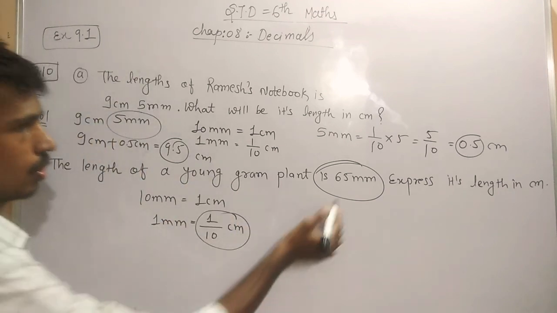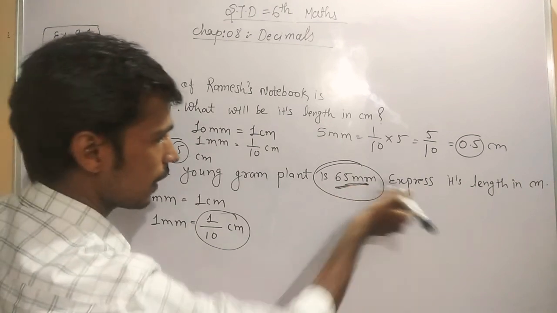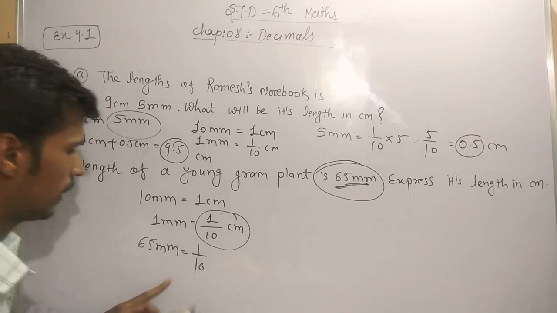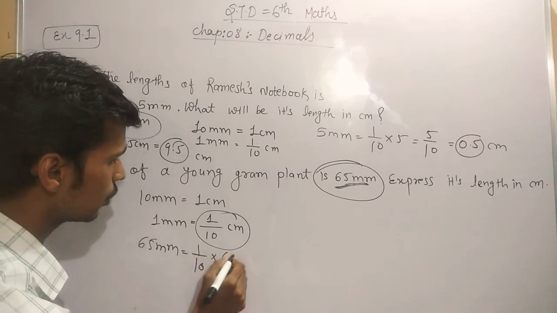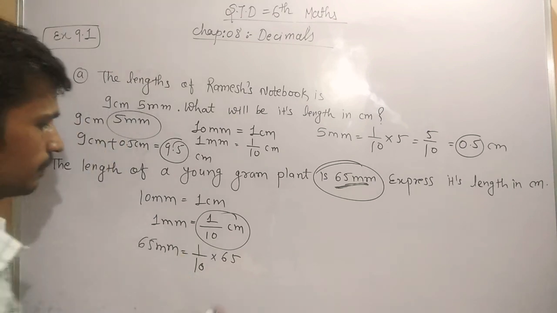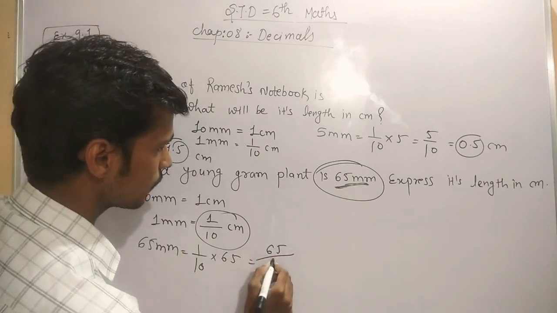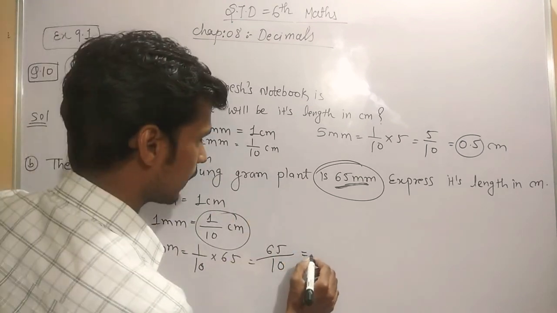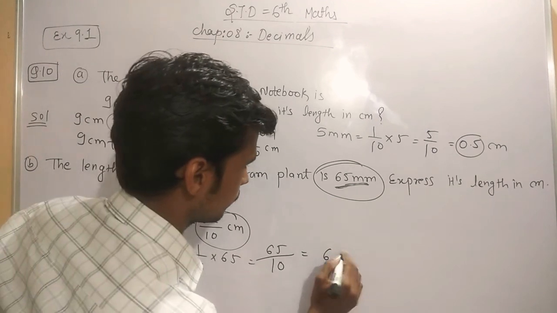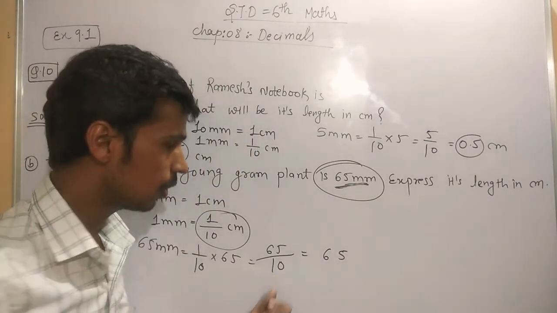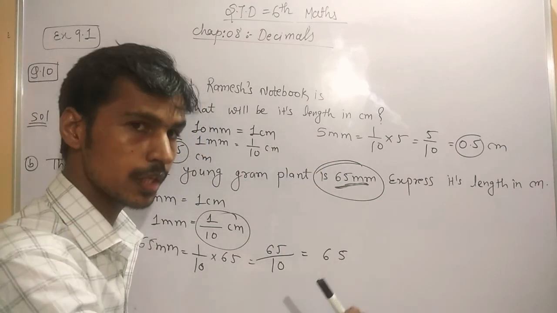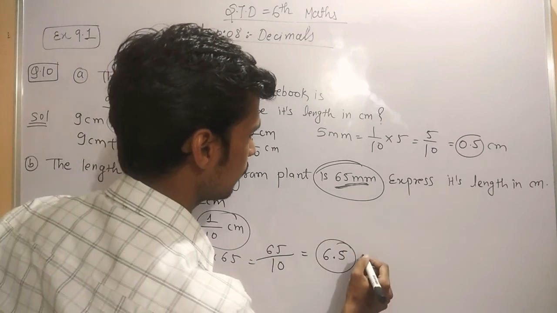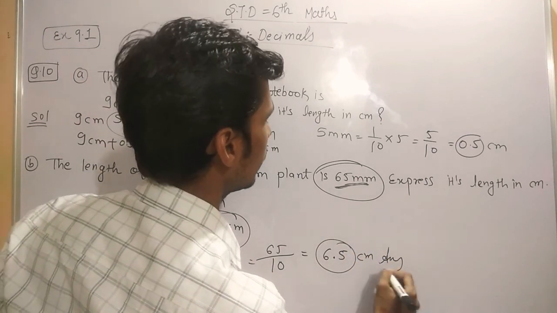Got it? Now we have to find 65 mm. So multiply 65 with 1 upon 10. So can I write it like this? 65 upon 10. The denominator is 10, so I will make it a decimal. The denominator is 10, so in the numerator, after 1 digit from the right-hand side, the decimal point will come. So 6.5 centimeter will be our right answer.